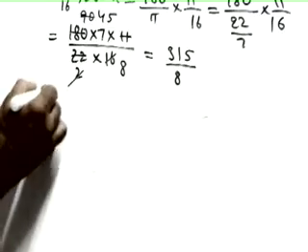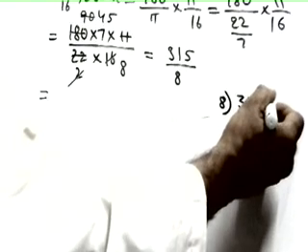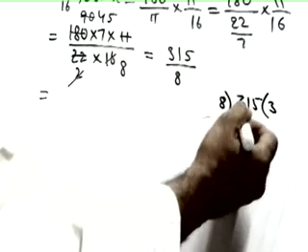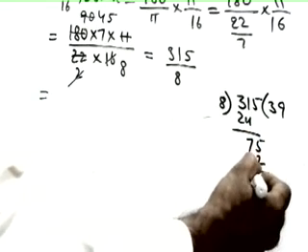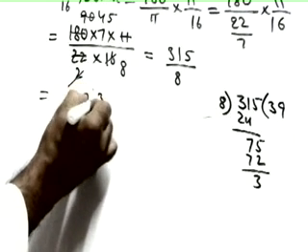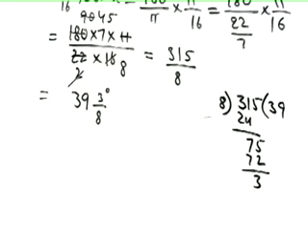Now see here, let me change this into a mixed fraction. Watch carefully how to change. 315 divided by 8. 8 3s are 24. Now what is left here? 75, 8 9s are 72. What is left here? 3. So we can write like this, 39 and 3 by 8 degrees.